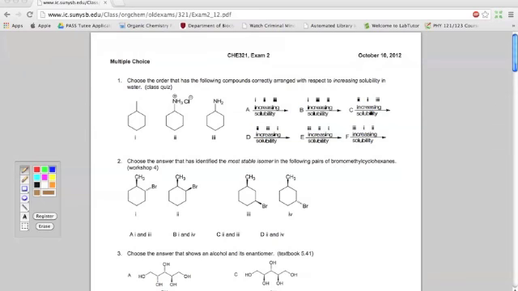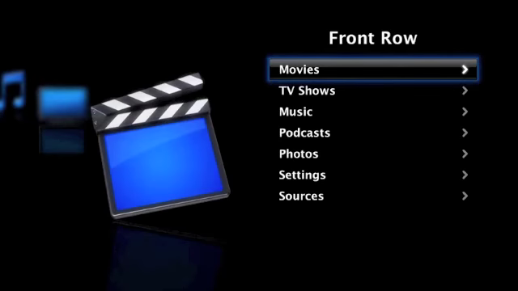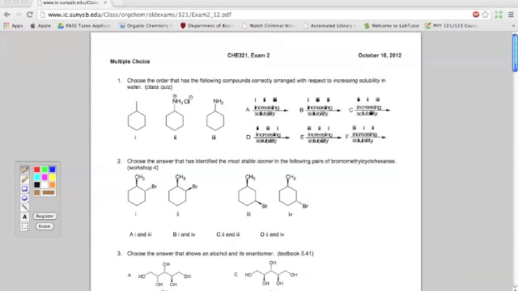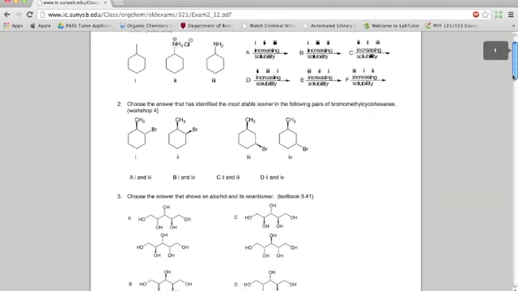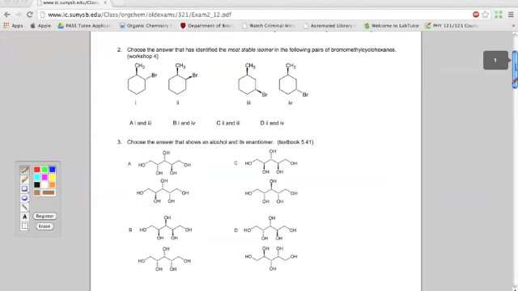Question number 2 is asking to pick which one of the pair is the most stable.